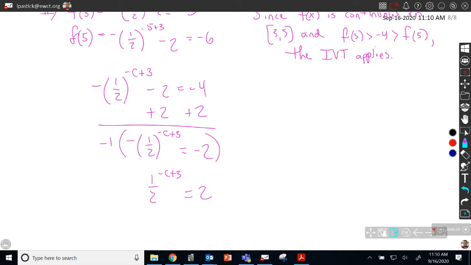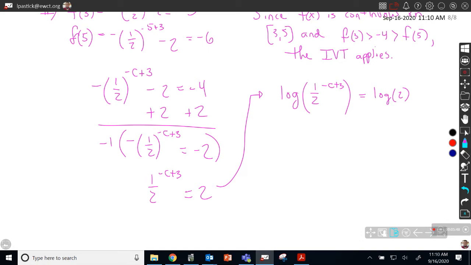Let's call it that. So the first thing I'm going to do is take the logarithm of both sides. I'm taking a common logarithm of both sides. So log of 1/2 to the negative c plus 3 equals log of 2, common logarithm of 2.